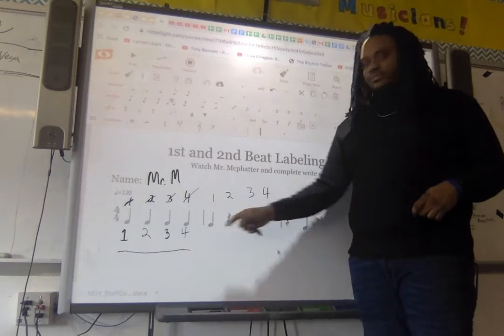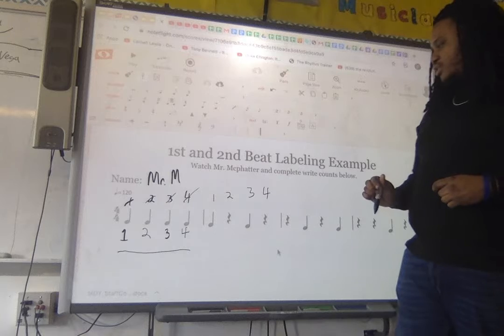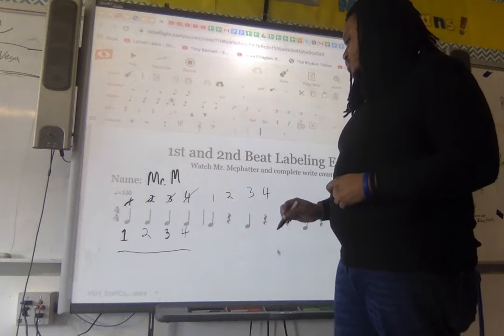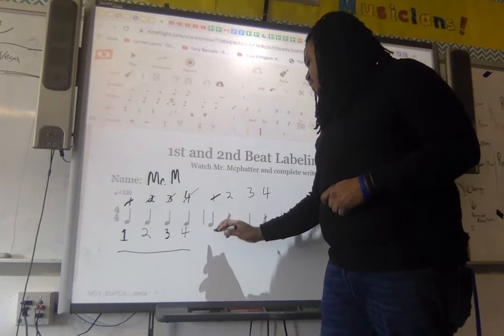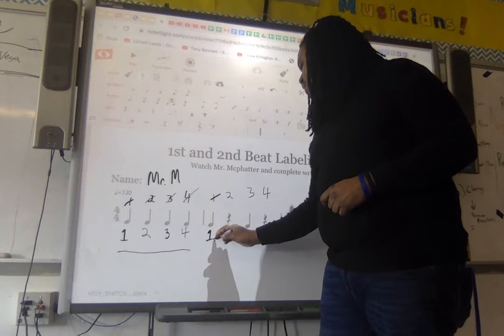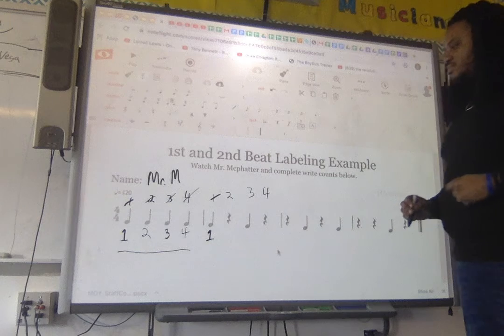Our first note is a quarter note. So since it's a quarter note, I know it's going to get 1 beat. I'm going to go ahead and cross this out. And I'm going to put a 1 right here, just like I did in the last measure.